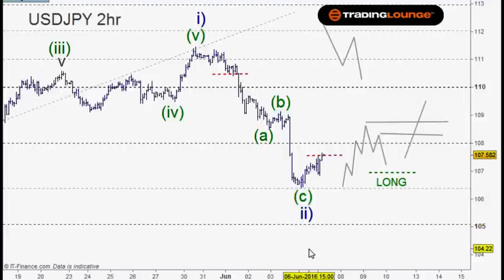We'll look at the Swissy and the CAD and a few other things, and we'll drag them all together, and we'll sort that out.